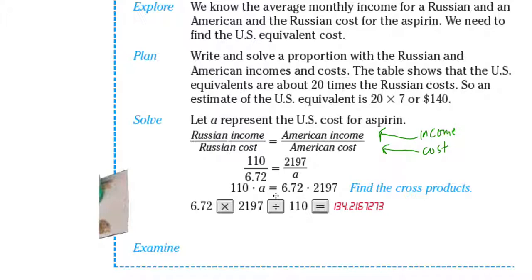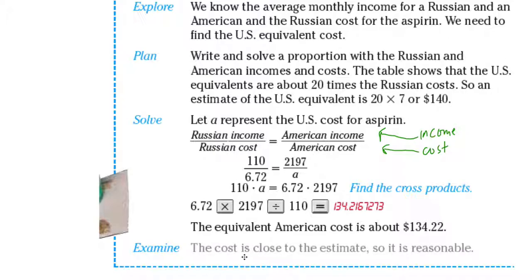Okay, that means we are dividing the product of 6.72 times 2,197 by 110. So with the calculator, you multiply these two first and divide it by 110. So 6.72 times 2,197 and divide that by 110 will give you 134.2167273, and therefore the equivalent American cost is about $134.22. So it's quite expensive to have a headache in Russia. Okay?